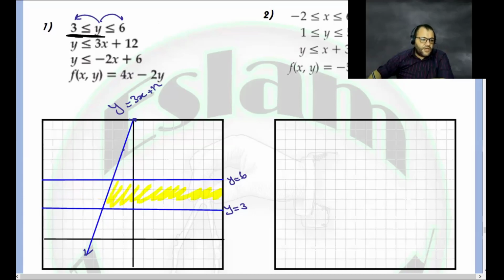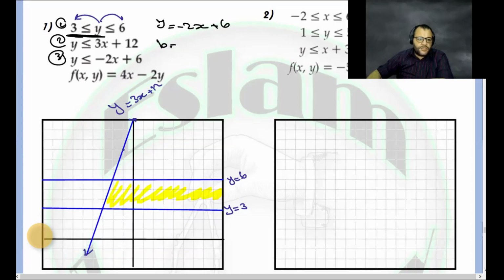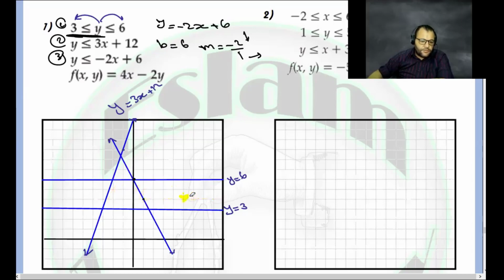So now we have the third equation. We finished numbers 1 and 2. It will be y equals negative 2x plus 6. So the y-intercept equals 6 and the slope equals negative 2 over 1. I will start from 6 and go down 2 to the right 1. Then we can draw the line. Which part will be shaded? Only the part which lies between them. That is the common shaded region.